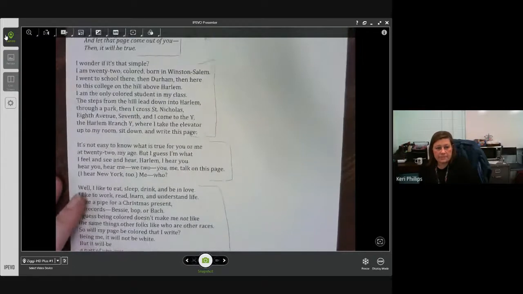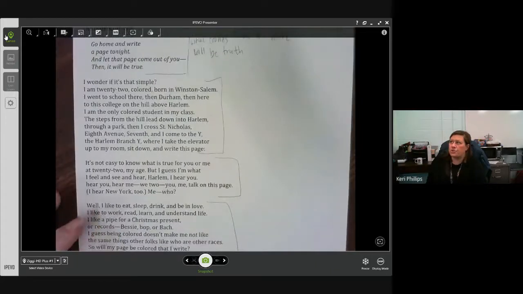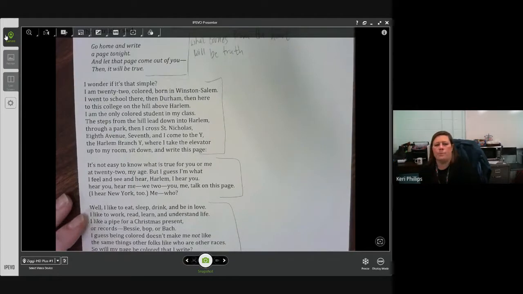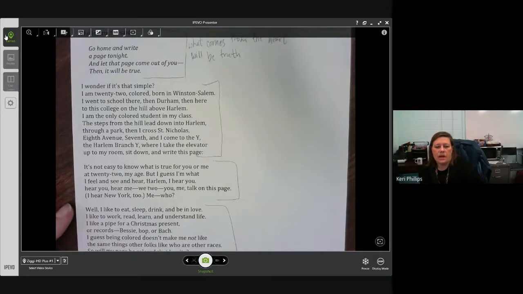So the next stanza, he wonders, is it that simple? Like just to write a page and it be from the heart and that be true. I wonder if it's that simple. I am 22, colored, born in Winston-Salem. I went to school there, then Durham, then here to this college on the hill above Harlem. I'm the only colored student in my class. The steps from the hill lead down into Harlem, through a park. Then I cross St. Nicholas, 8th Avenue, 7th, and I come to the Y, the Harlem branch Y, where I take the elevator up to my room, sit down, and write this page.